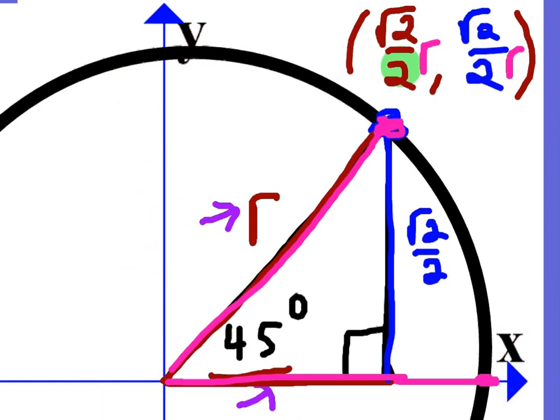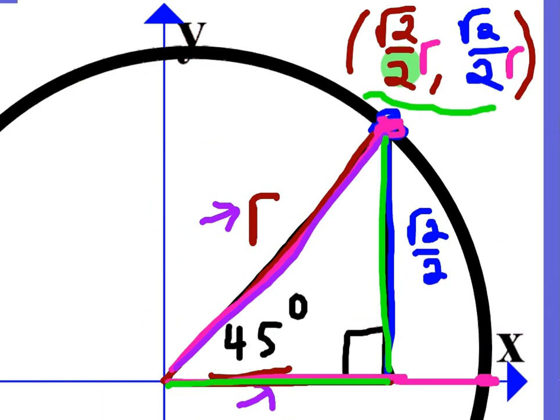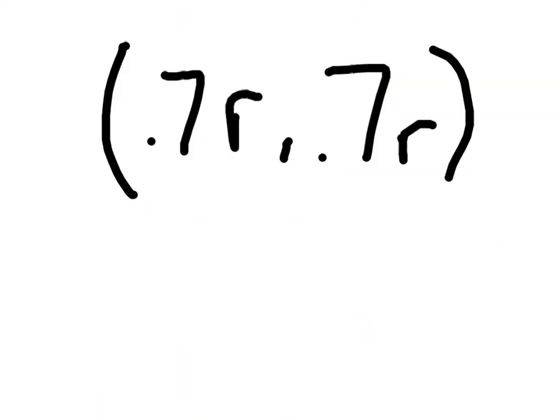Okay, and so what that really means is, let's just say the radius was 10. Okay, so let's just say that this right here was 10 meters long. Okay, what that really means is this would be 0.7 of that, so about 7 meters long. Same for this. That would be about 7 meters long, 0.7 of that. So that's just a more concrete way of thinking about square root of 2 over 2r as a point.